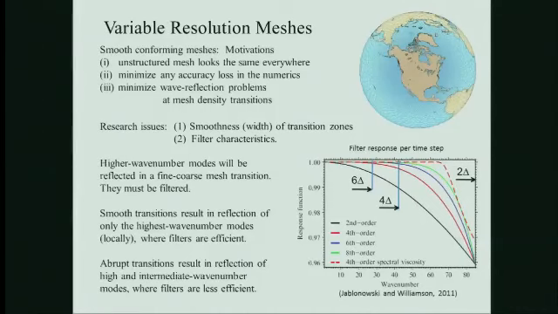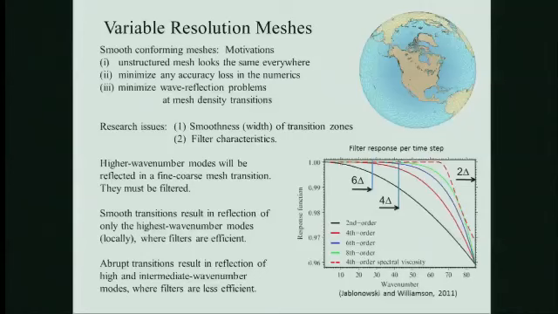Our scheme is nominally second order, so the smooth mesh transitions hopefully minimize any accuracy loss in the numerics associated with that transition. Also, the smooth mesh minimizes wave reflection problems where the mesh density changes. I want to talk a little bit about that because I think that's the key.